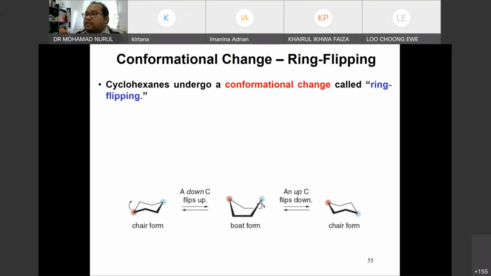So, conformation change: ring flips. Cyclohexane undergoes a conformation change that we call ring flips. It means it's not.